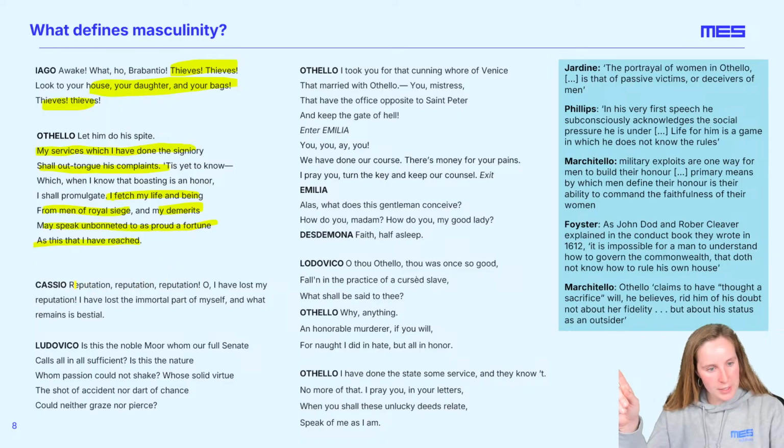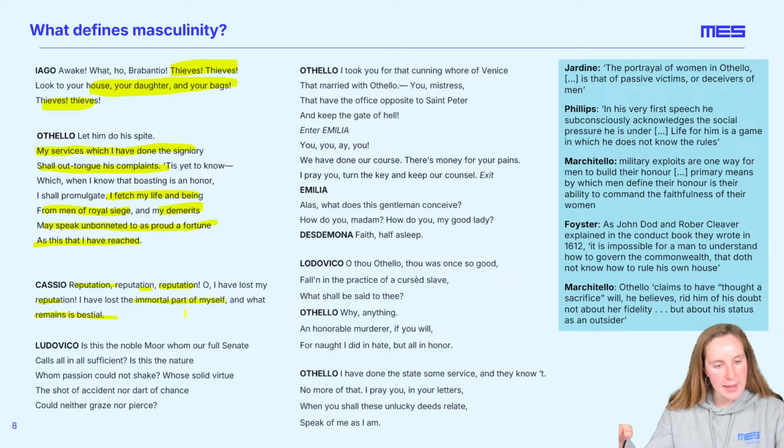Cassio as well saying, reputation, reputation, reputation. Oh, I have lost my reputation. I have lost the immortal part of myself. What remains is bestial. One of the most key quotations of the play. Thinking of this as his reputation being lost has made him bestial or beast-like. And he has lost his immortality. He's lost his soul. The part of him that's human is his reputation.